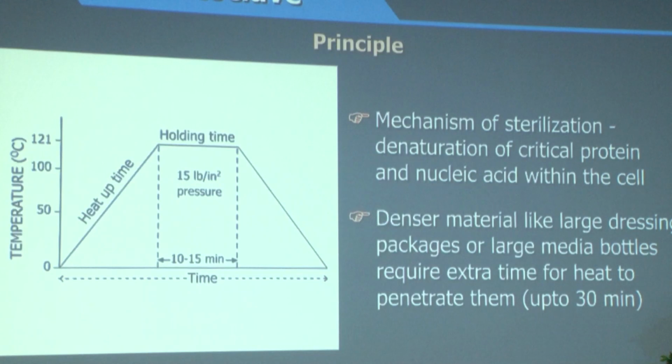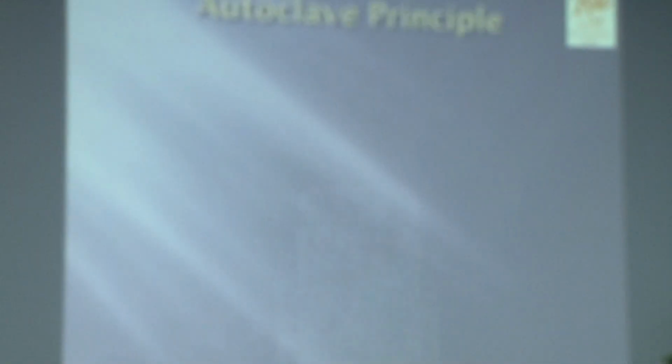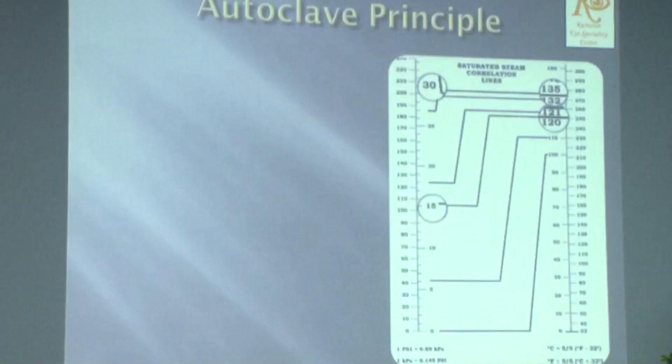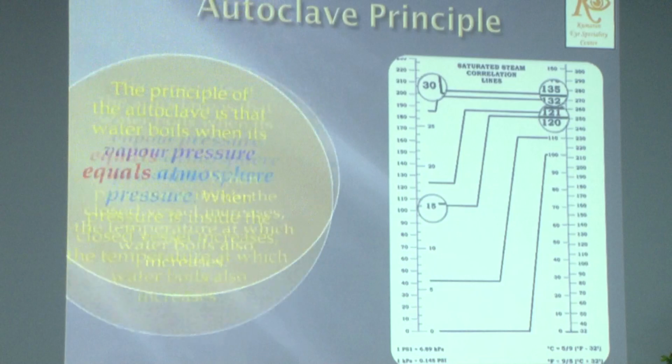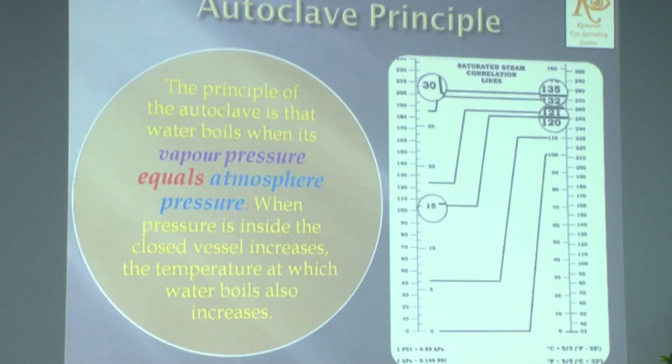So we know all about the autoclave, but you have to know a little bit more about the autoclaves, because that would help you to troubleshoot whenever you have a problem. The simple principle is water boils when the vapor pressure is equal to the atmospheric pressure. So increase the pressure inside the autoclave, so water boils more. This is a very simple technique.